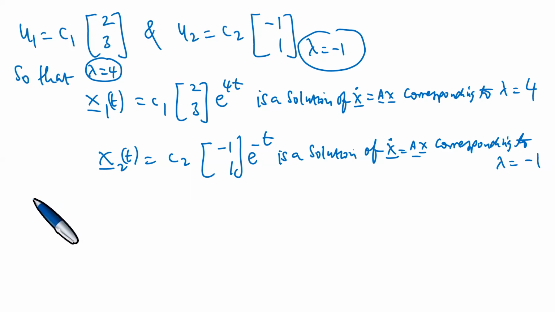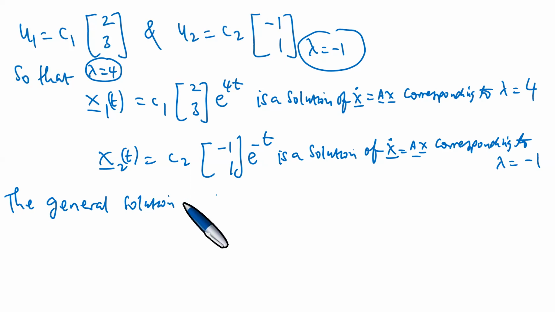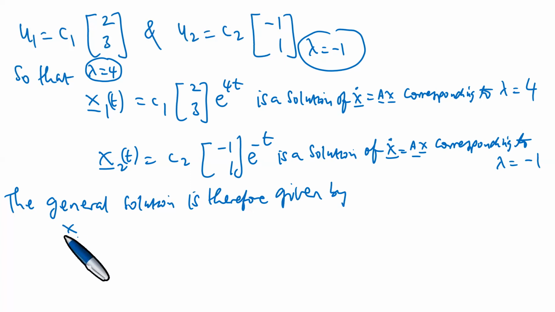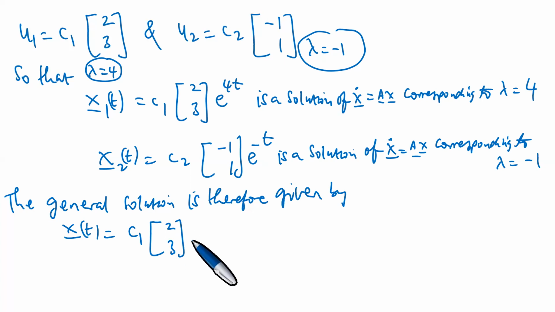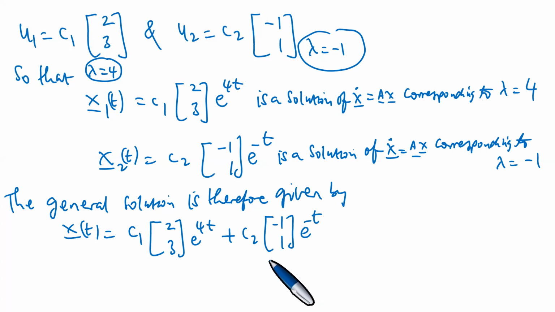Okay, from these particular solutions, we have the general solution. The solution is therefore given by x of t, which equals, we add everything up, C1 2, 3, e to the 4t, plus C2 minus 1, 1, e to the minus t. So this is the general solution.